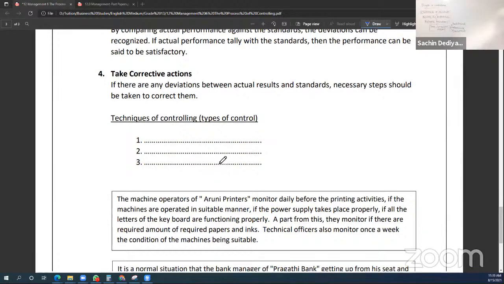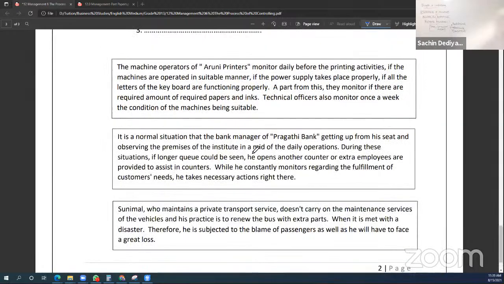Okay. Now you can see again there are three sets of things I have included. The machine operators of ordinary printers try to check the functionality of the machines properly, right, prior to the operations every day. So this comes under, without any doubt, feed forward control, right? Now every time you cannot execute feed forward, right? Depending on the nature of the business, depending on the requirement, you can think of what is the best suitable method, right?